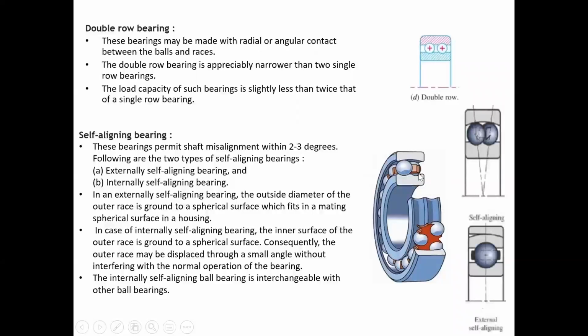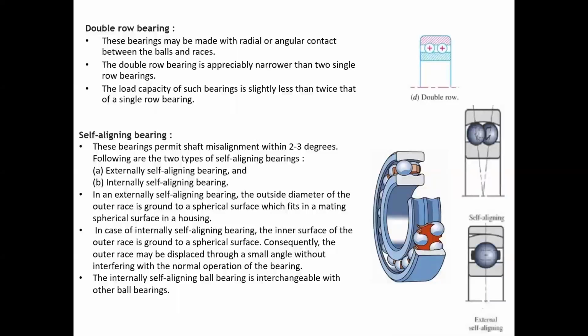What is the use of making this inner surface of the outer race spherical? The benefit is that it will create a wedging action. If there is any misalignment in the shaft up to 2 to 3 degrees, then the ball will adjust according to its settlement due to the wedging action, and this misalignment can be catered for. Self-aligning bearings are of two types: externally self-aligned and internally self-aligned.